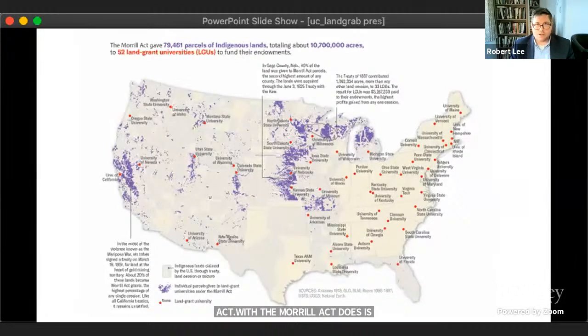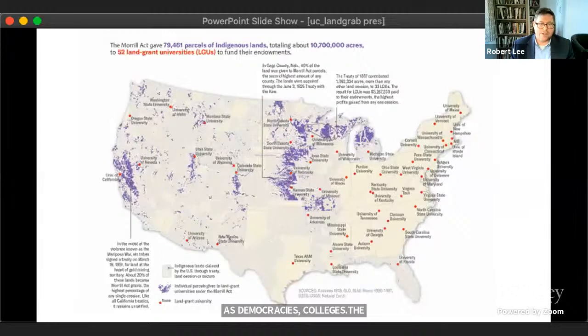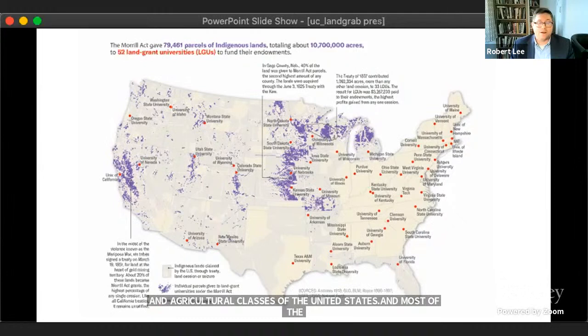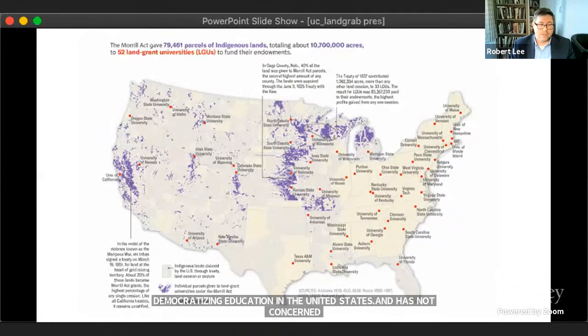The way that it's normally talked about in the literature is the land-grant universities are described as democracy's colleges, right? The idea was to expand educational opportunities for the industrial and agricultural classes of the United States. And most of the literature on the Morrill Act wrestles with the extent to which land-grant universities realized that goal of democratizing education in the United States, and hasn't concerned itself with the indigenous origins of this land.